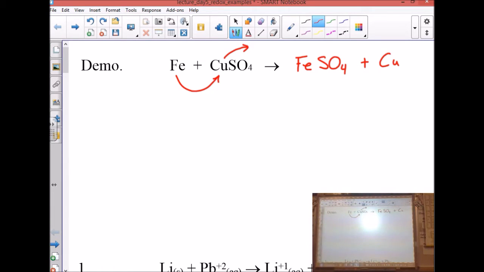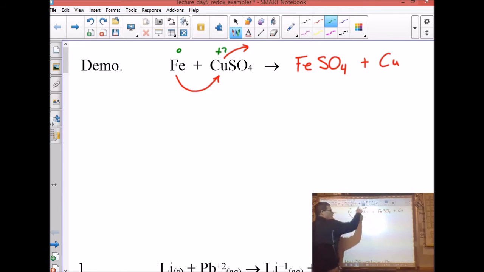So in this case, a single replacement reaction, things that we've been doing for the last couple of days, this is the reaction that's taking place. Now, what is the charge on iron all by itself here? 0. Very good. What's the charge on copper here? What's the charge on sulfate? Let's start there. -2. So copper has to be a +2.